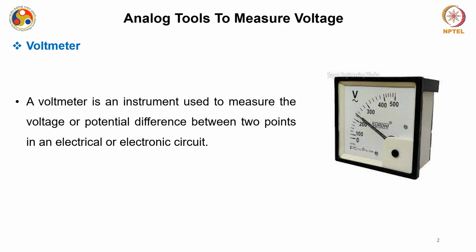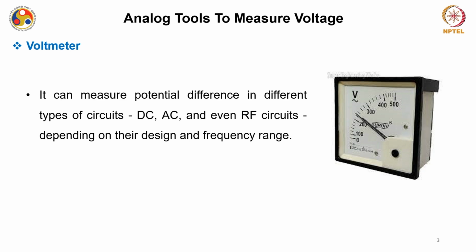As the name suggests, a voltmeter is an instrument which is used to measure the voltage or potential difference between 2 points in an electrical circuit or an electronic circuit. It can measure potential difference in several kinds of circuits, be it DC circuit, be it AC circuit. It can be utilized even for RF applications also. These meters are relevant, and they can be designed based on the frequency range of the RF.